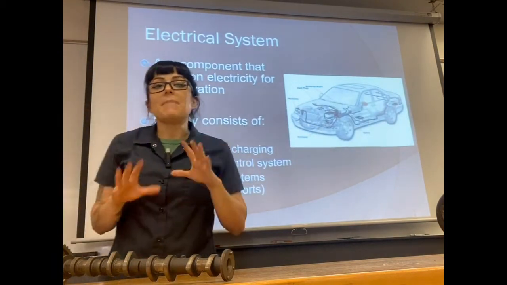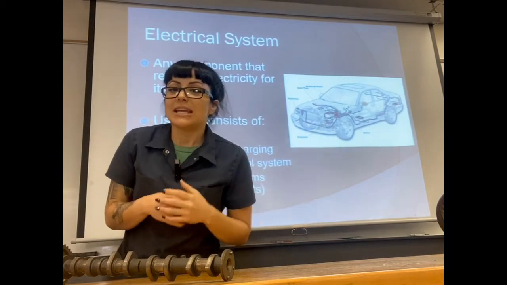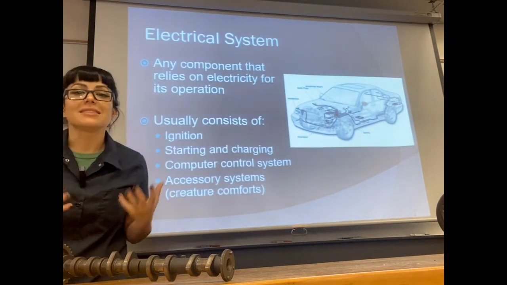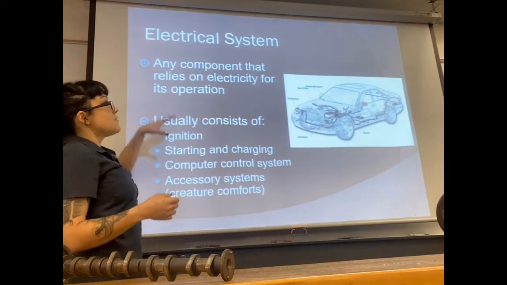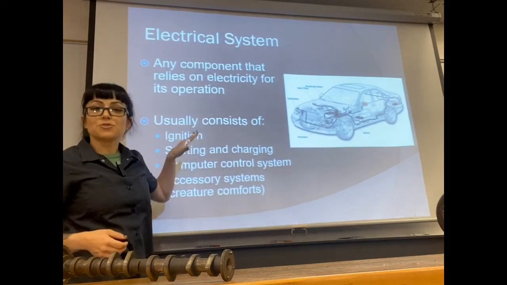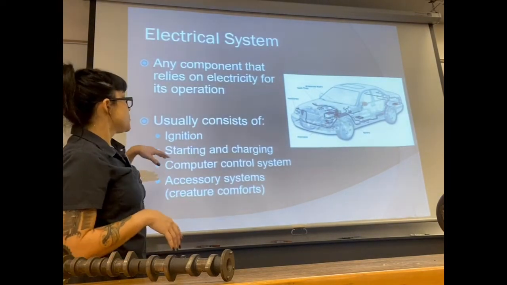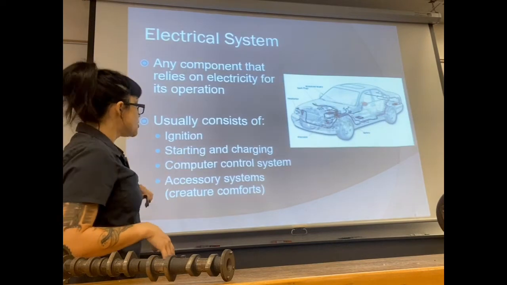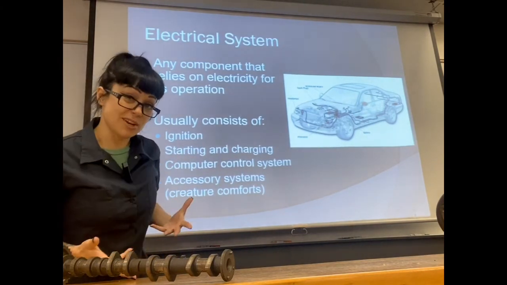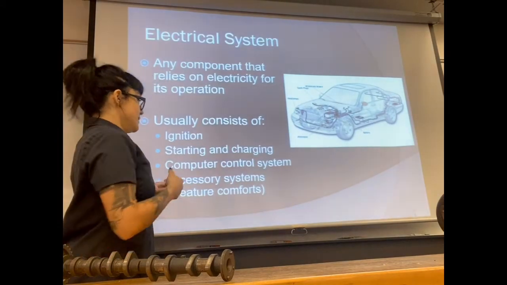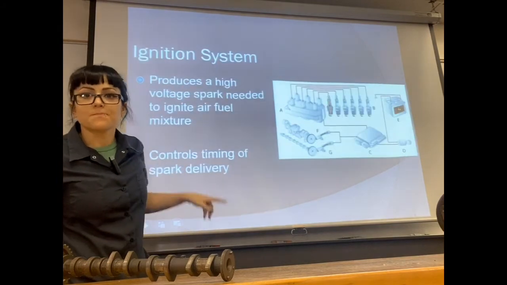Now, the next main system, we just got done with our engine main system. Those are all subsystems. The next main system is going to be our electrical system. The electrical system is going to consist of any component that relies on electricity for its operation. Our subsystems are going to include ignition, starting and charging, computer controls, accessory systems, also known as creature comfort sometimes, are going to fall under this same category. So let's talk about them.